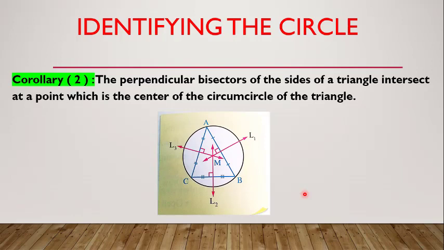The perpendicular bisectors of the sides of a triangle. For example, here L1 is the perpendicular bisector of AB, and L2 is the perpendicular bisector of the side CB, and in the same way L3 is the perpendicular bisector of the side AC. We said here the perpendicular bisectors of the sides of a triangle intersect at a point. Okay, this point is the center of the circumcircle of the triangle.